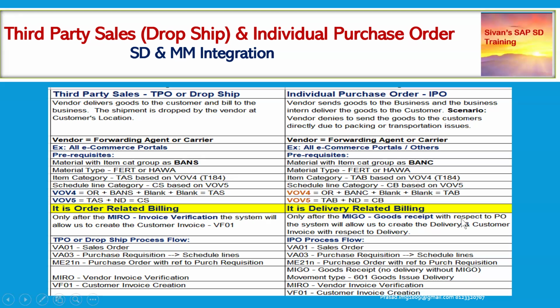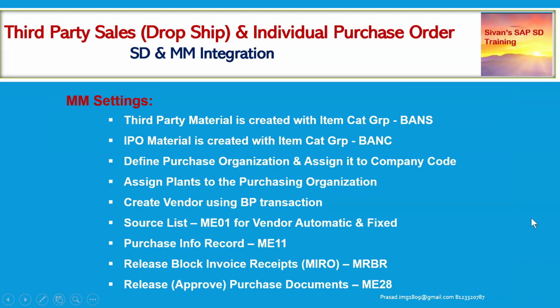We will see the screens one by one so that you will clearly understand. So what are all the settings required from our end in this practice system, not in real time? The entire settings will be totally taken care of by the teams in real-time projects. So in these learning sessions, especially in the practice systems, we need to do all these settings in the back end. The third party material is created with item category group as BANS.